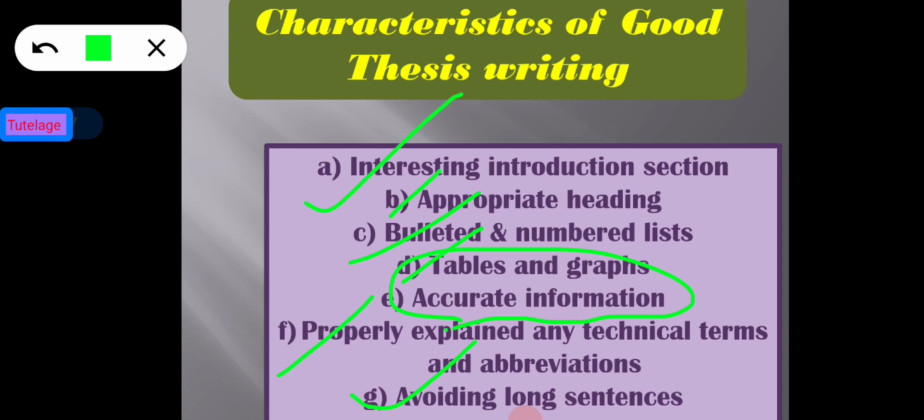So these are the basic characteristics of good thesis writing. These are an interesting introduction section, appropriate headings, bulleted and numbered lists, tables and graphs, accurate information, properly explained technical terms and abbreviations, and last but not the least, avoiding long sentences. All are important. Keep it in mind whenever you are going to write a thesis or dissertation.